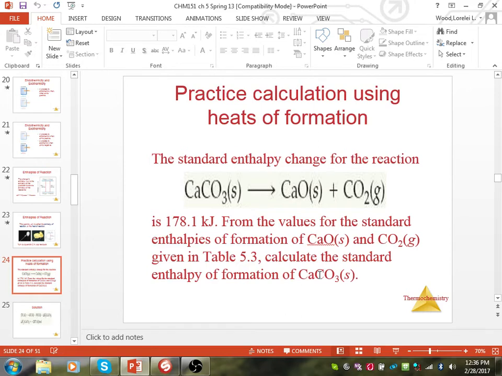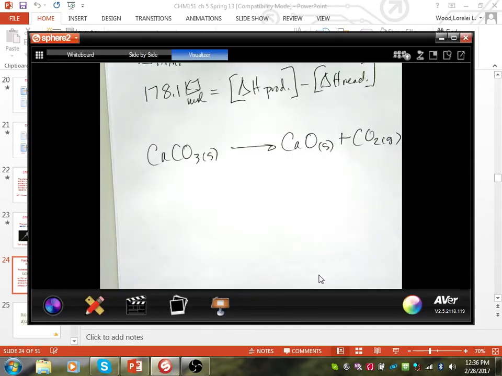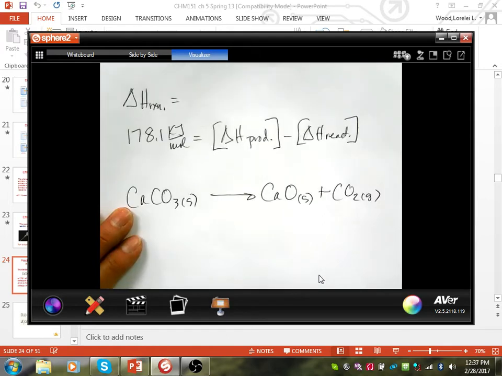So we got CaCO3 as a solid, and it decomposes into calcium oxide solid plus carbon dioxide gas. All right, let me switch over to, there's my Hess's law stuff for this.